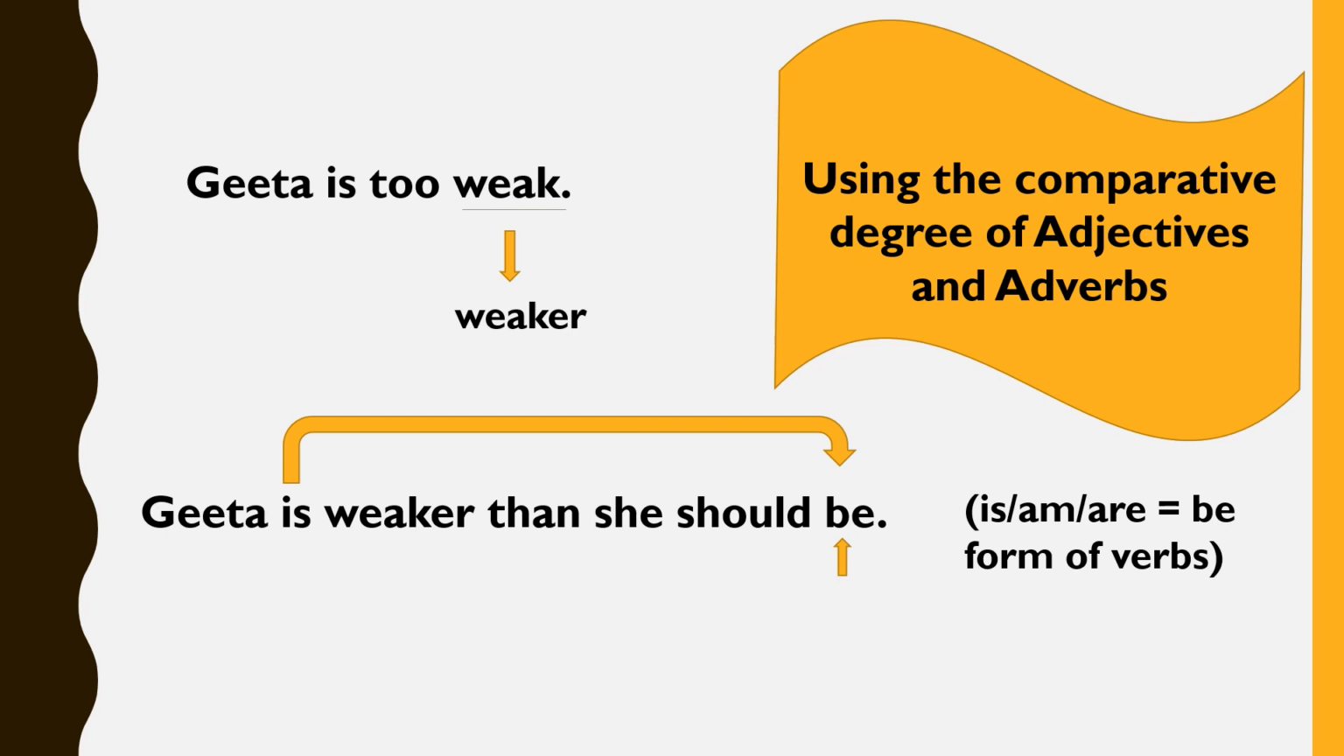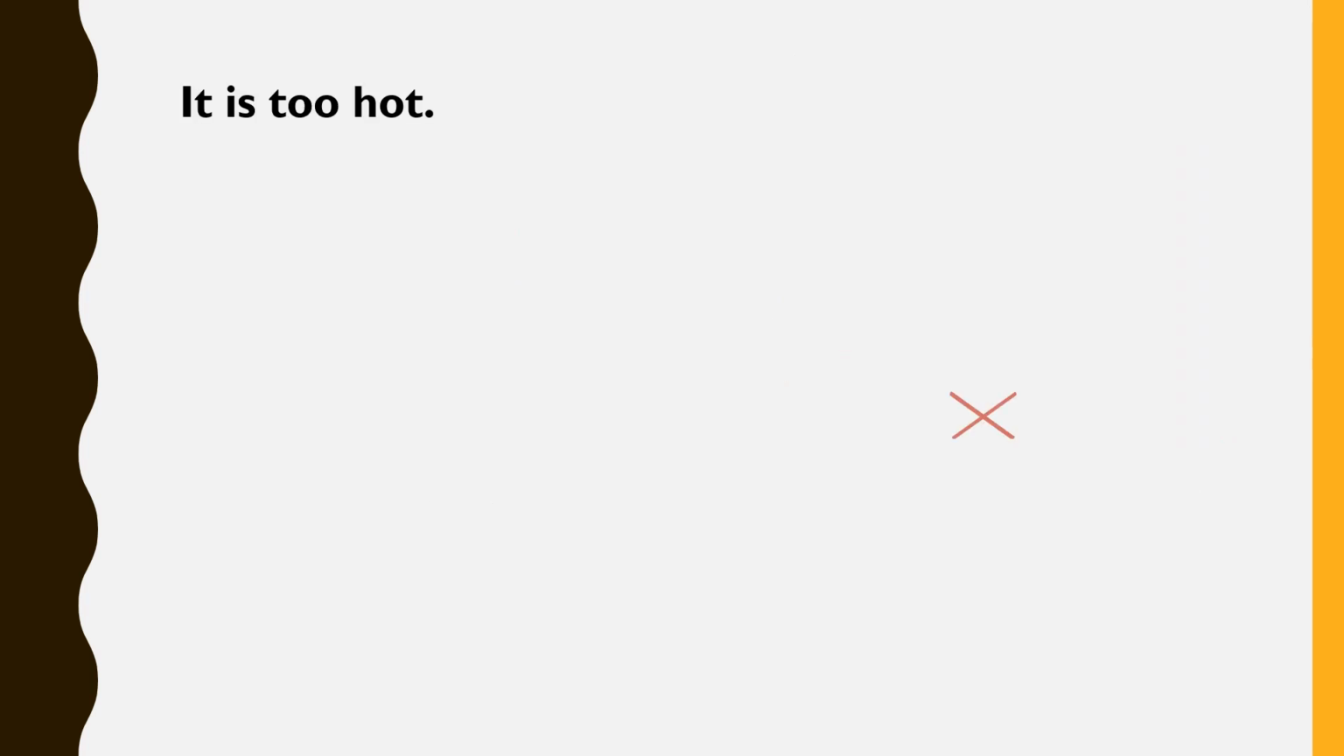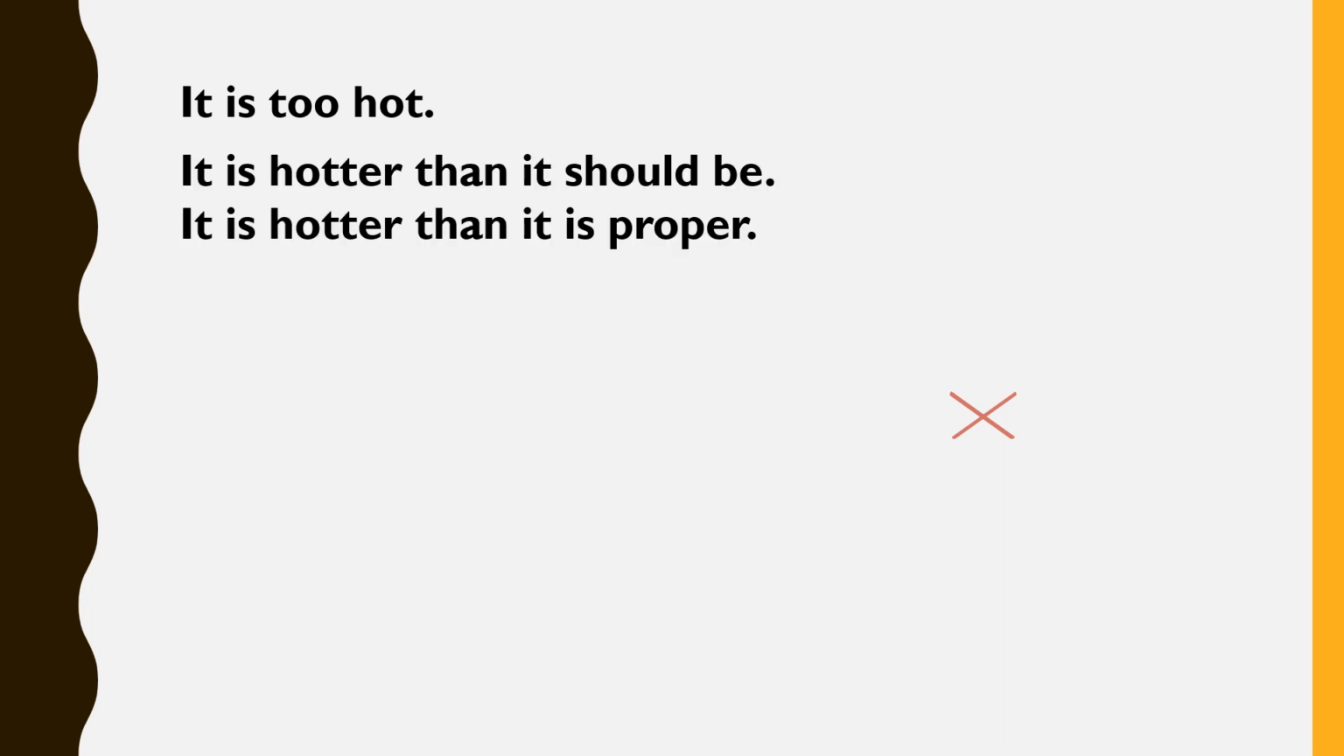There is another way to write this sentence without the adverb too. That is, Geeta is weaker than it is proper. We use "it is proper" in the sentence to keep the meaning of the sentence intact, that Geeta was very weak. Now let's look at another example. It is too hot. After removing the adverb too, our sentence will be, it is hotter than it should be. Or, it is hotter than it is proper.